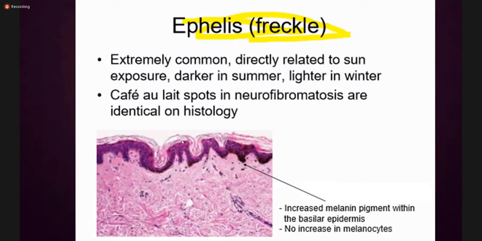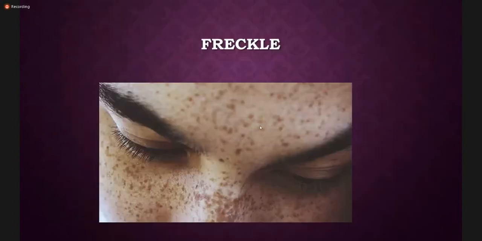And cafe au lait spots, which are seen in neurofibromatosis, are also like this, but these are patches and usually larger. So this is how the freckles look.